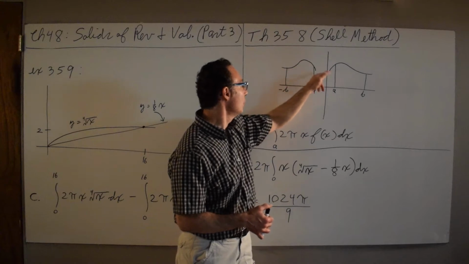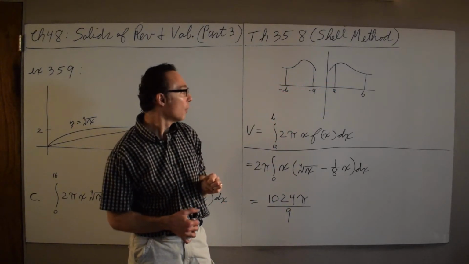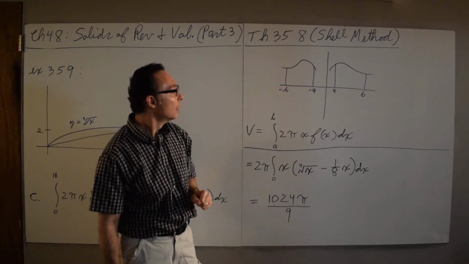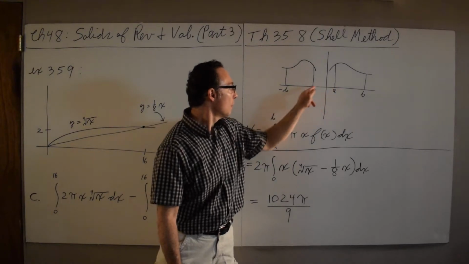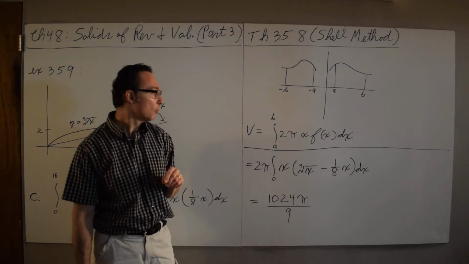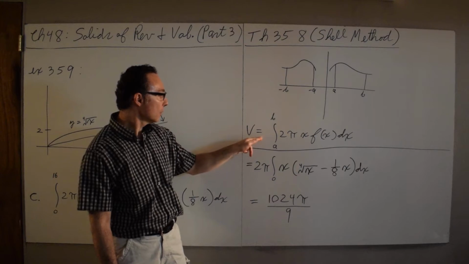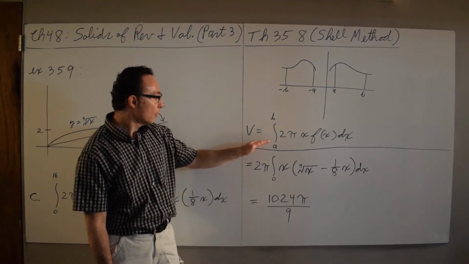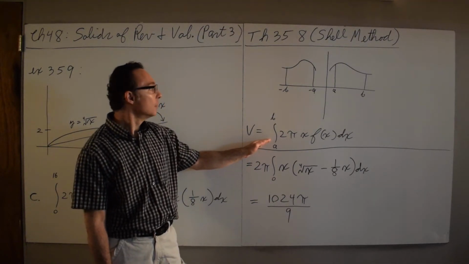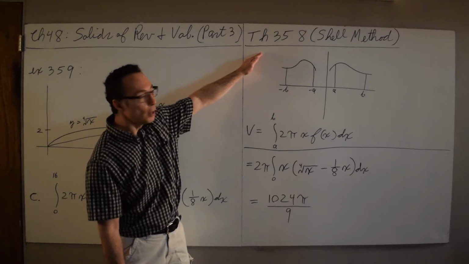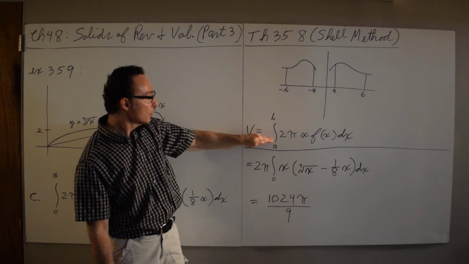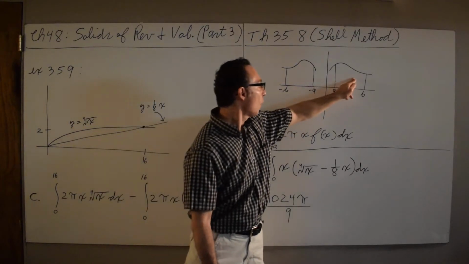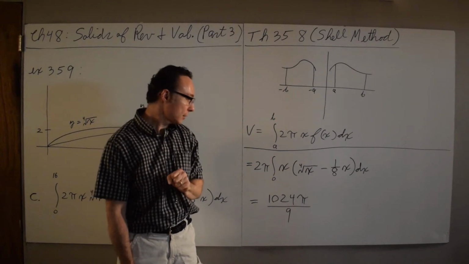I tried to make a mirror image here, but as we spin this around the y-axis, not a great drawing, but I think you see the picture. This creates a three-dimensional solid, and there's another formula for that. We integrate 2 pi x f of x dx. This is called the shell method, theorem 358, and this is our formula for when we create a three-dimensional solid by revolving this region about the y-axis.